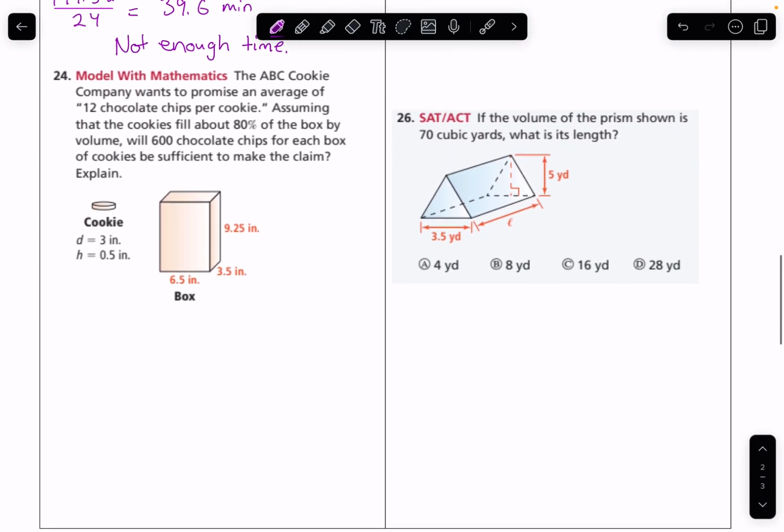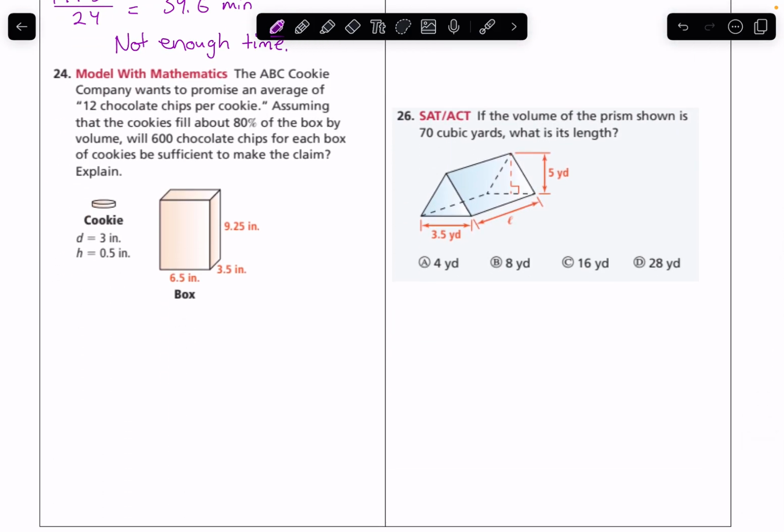This one's always fun. The ABC Cookie Company wants to promise an average of 12 chocolate chips per cookie. Assuming the cookies fill about 80% of the box by volume, will 600 chocolate chips for each box of cookies be sufficient to make the claim? And explain. There's a lot going on here. We're going to have to find two volumes, the volume of the cookie and the volume of the box.